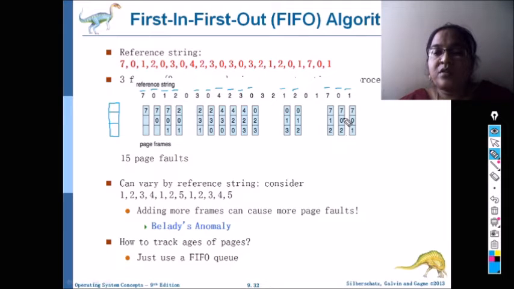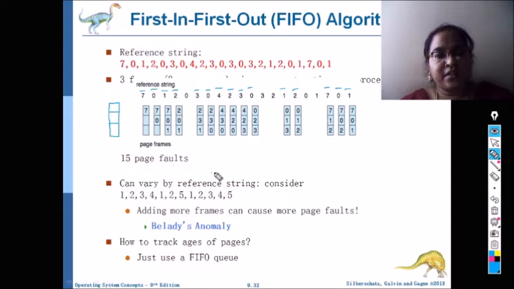So among 7, 0 and 2, 0 has just now come. Among 7, 0 and 2, it is 2 which has come earlier, so you're going to replace 2 by 1. Now there is no further reference string, so if I count this 1, 2, 3, 4, 5, 6, 7, 8, 9, 10, 11, 12, 13, 14 and 15, we have got 15 page faults.